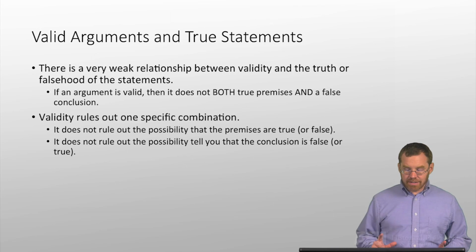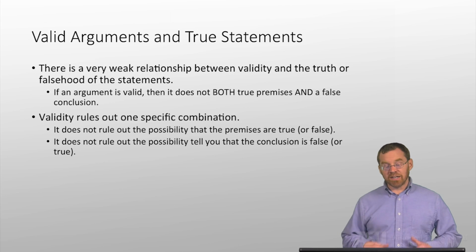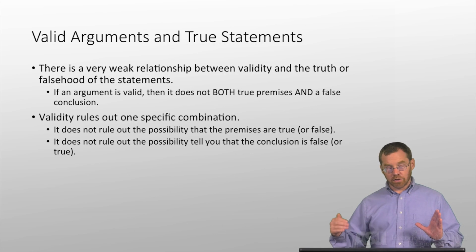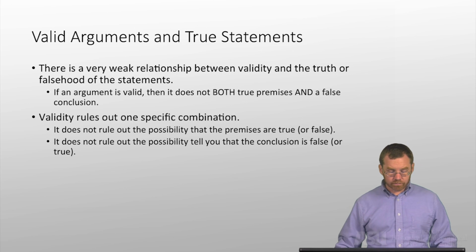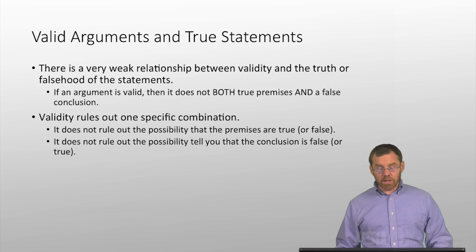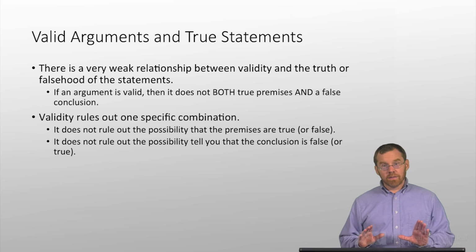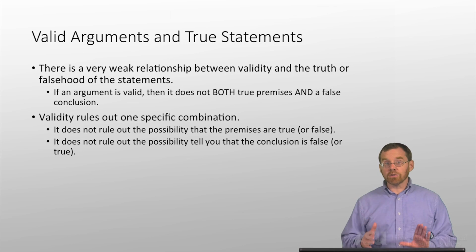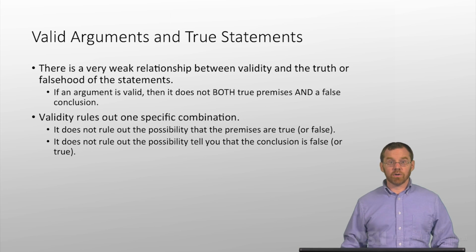But it doesn't rule out the possibility that the premises are true. It rules out the possibility that the premises are all true and the conclusion is false, but it could still be the case that the premises are all true. It also doesn't rule out the possibility that the conclusion is false. Okay. It's still possible that it has a false conclusion. It can't have a false conclusion and all true premises, but it could have a false conclusion and at least one false premise.